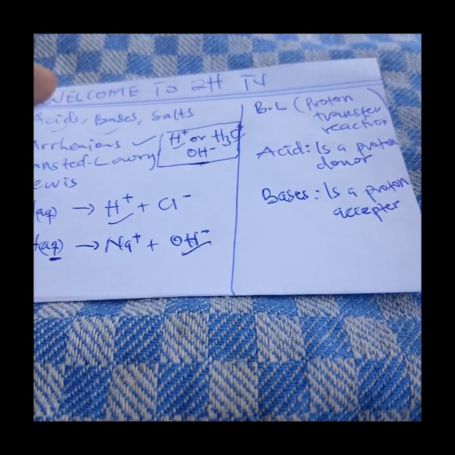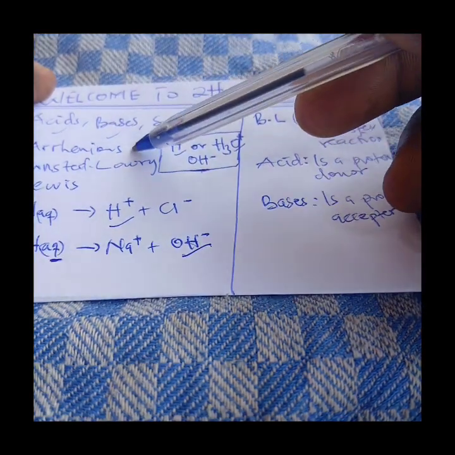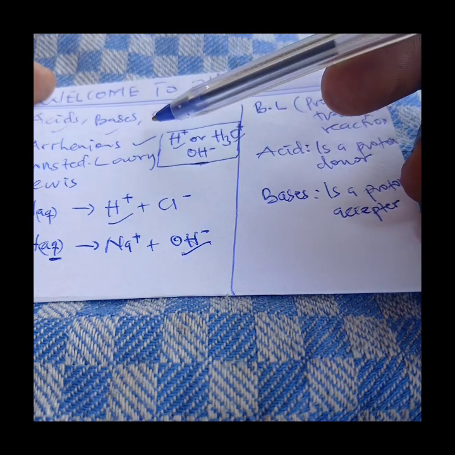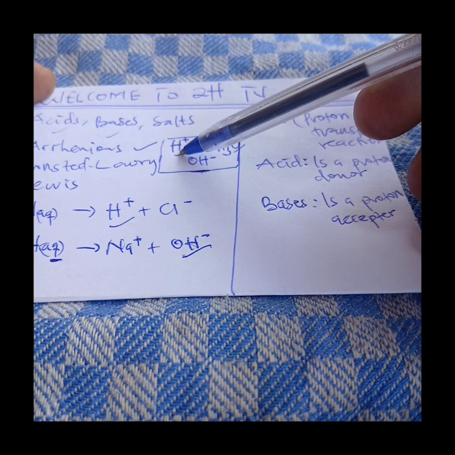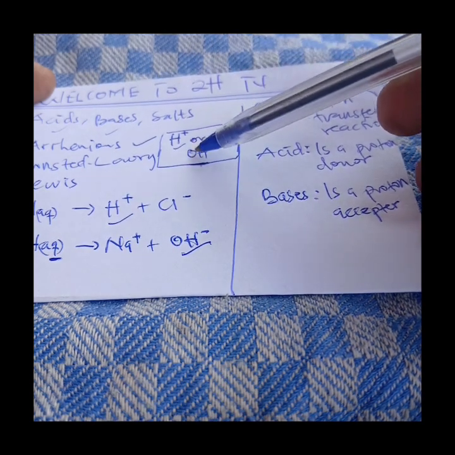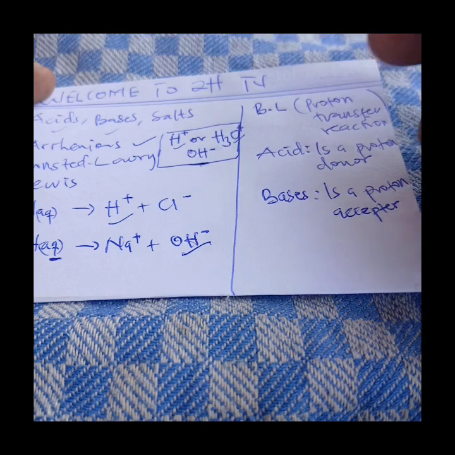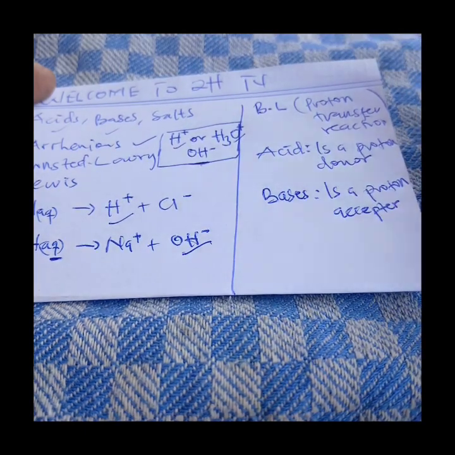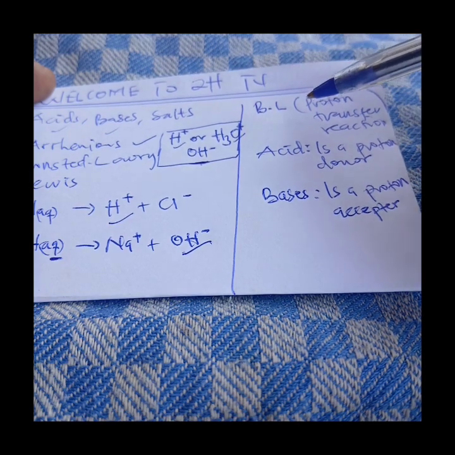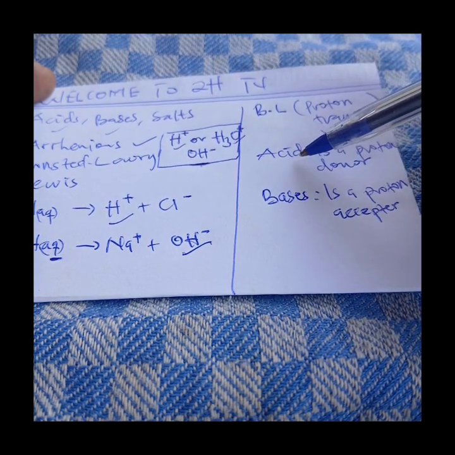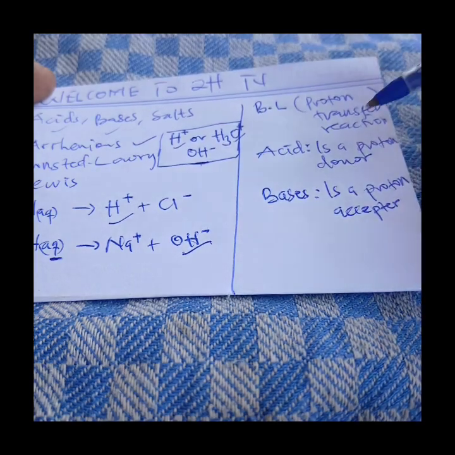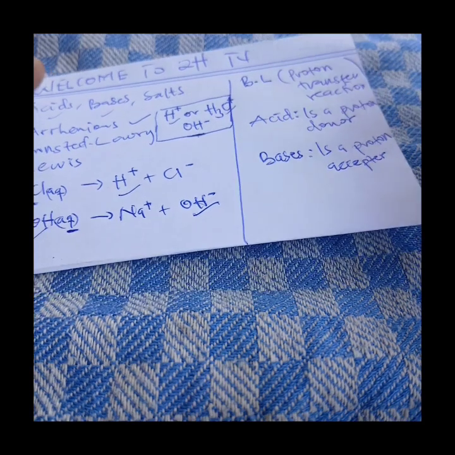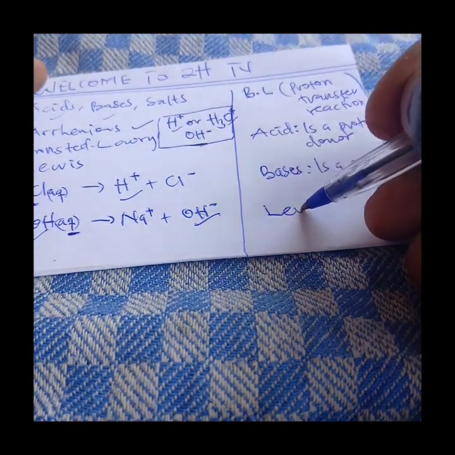Okay, so therefore we said that the Arrhenius definition was based on the concept that if any substance is able to produce hydrogen ion, it is termed acid. If it's able to produce hydroxide ion, it is termed base. But when it comes to Bronsted-Lowry, they are basing their definition on proton transfer reaction. So they are also saying that a substance becomes an acid if it is able to donate a proton, and a substance becomes a base if it's able to accept a proton. So let's look at Lewis' definition of acids and bases.